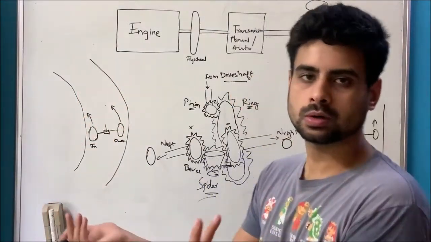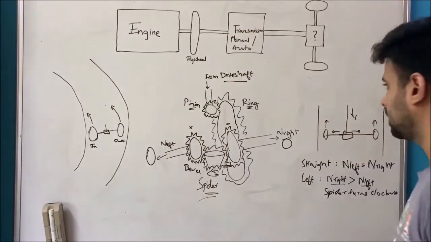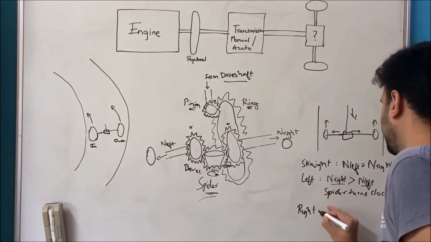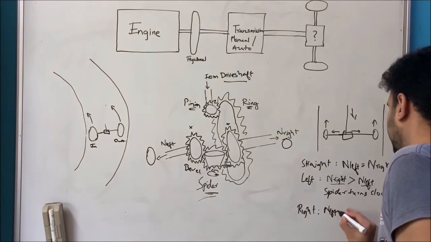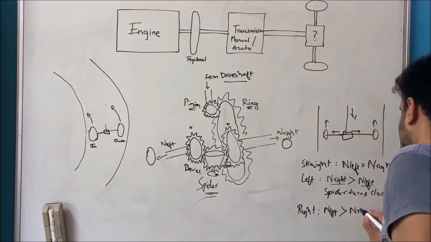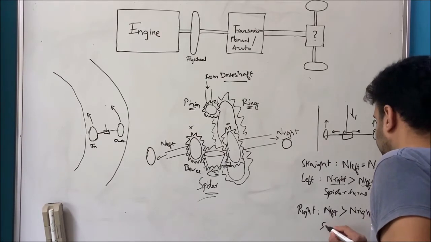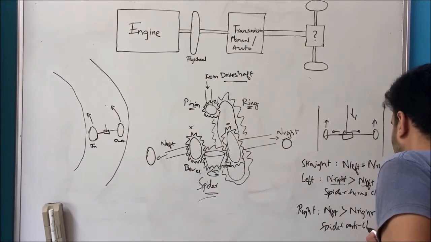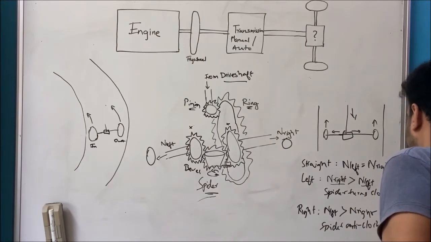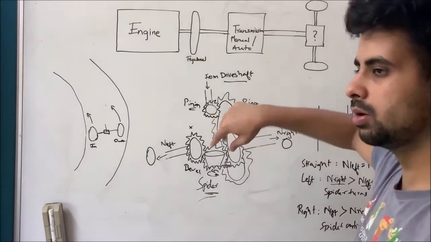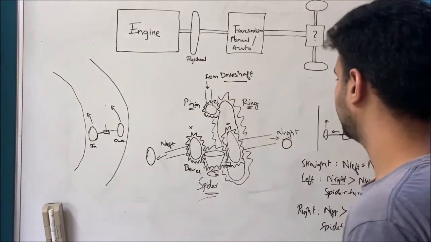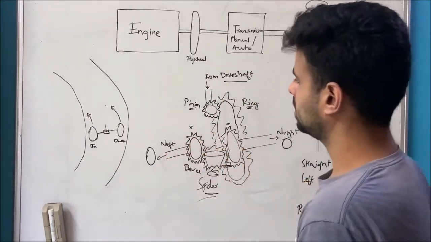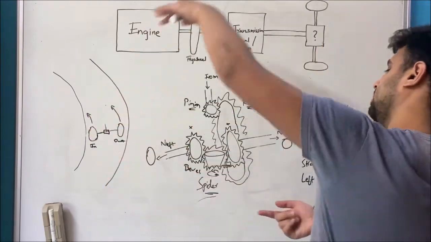And obviously, if you want a right turn, n left greater than n right, and the spider turns anti-clockwise, and in mesh gives the left more revolutions, so that you can get that going.